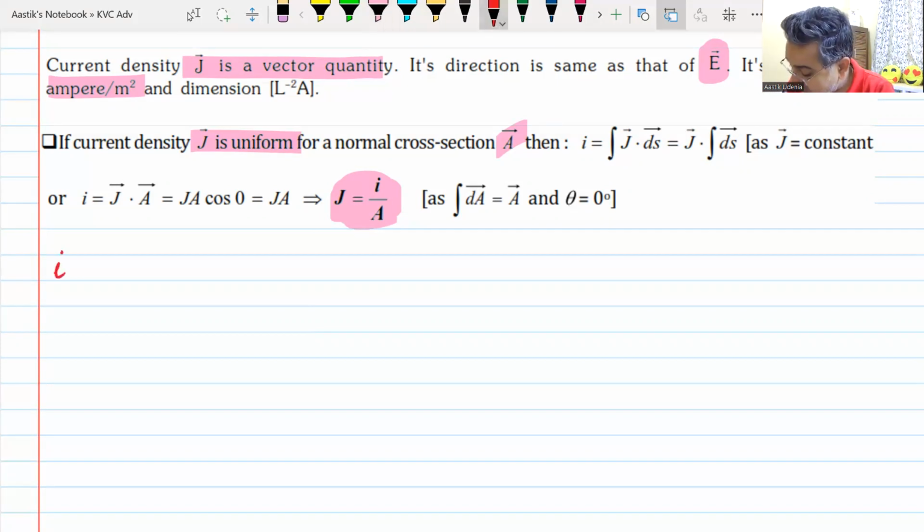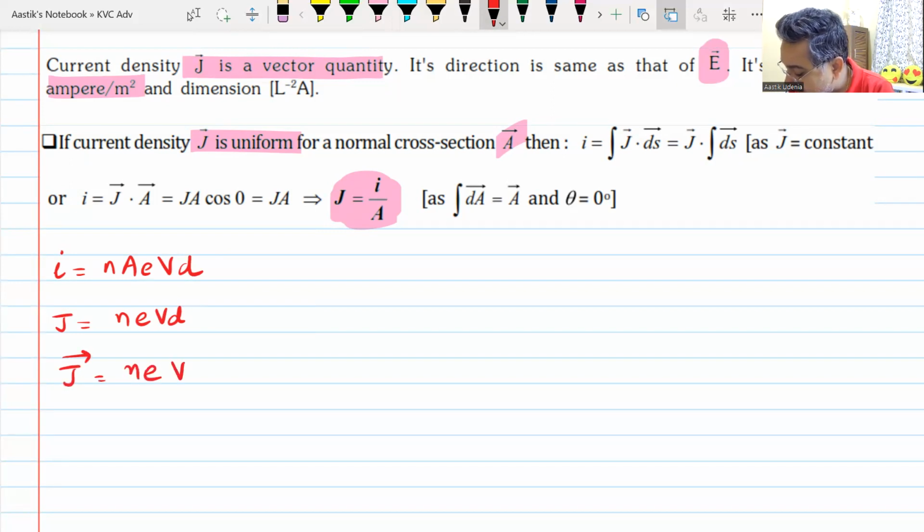Yes. Now I is equal to n A e into vd. So I can write current density as current divided by area. In that case, it becomes n e into vd. Do we understand this? Or vectorially, I can write current density as n e into vd, in the direction of drift velocity. Remember, this is not the drift velocity itself. Everyone understands this?